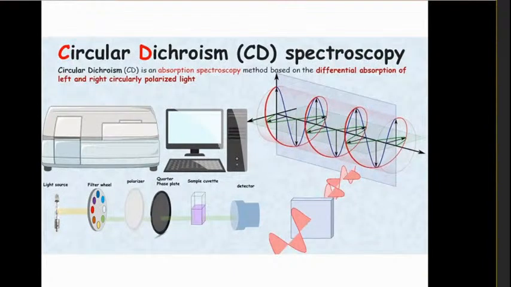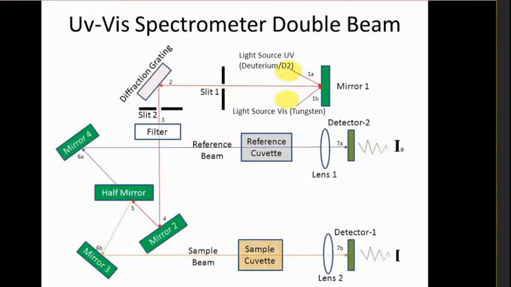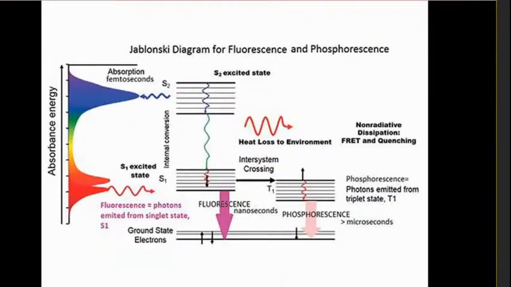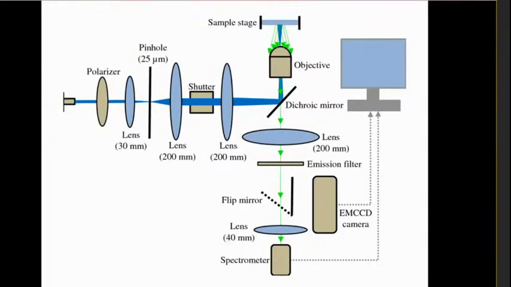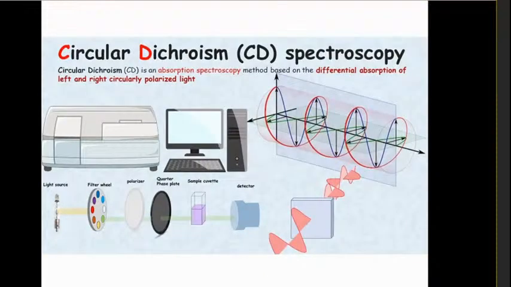It's circular dichroism spectroscopy. It's a very, very important thing. First is the spectrophotometer. The spectrophotometer helps to detect visible and UV absorbance molecules. Then there is fluorescence spectroscopy, another technique which helps to develop the cells, develop the images with fluorescence absorbance. Another thing is circular dichroism, CD spectroscopy.